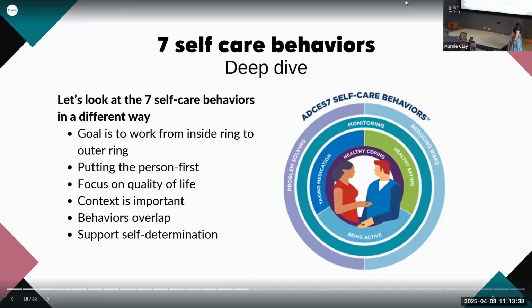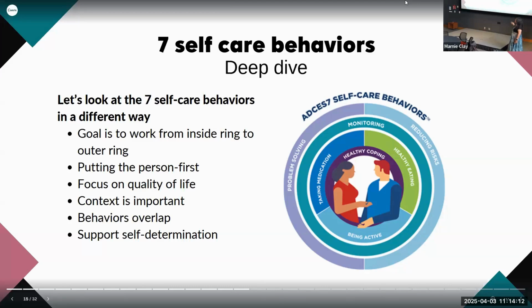And then the next level is monitoring. So how are we checking our blood sugars? And then the last thing is problem solving and reducing risks. So problem solving is just trying to troubleshoot what's going on with the person. Like if they're always waking up with a blood sugar less than 70, what are some ways to prevent that from happening? How are they going to take their insulin when they're traveling on a plane? That's troubleshooting or problem solving.